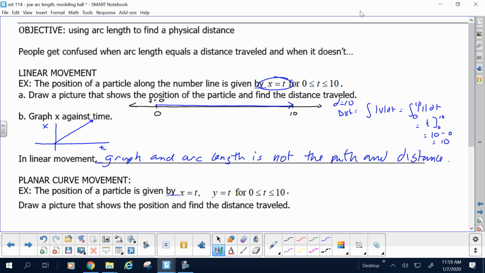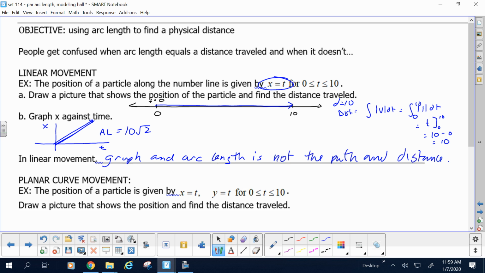Okay. If I found the arc length of this, what's the arc length of this? 10 root 2. It's 10 root 2, and that's definitely not how far it travels. So finding the arc length of the x-t graph is not finding the distance you travel, the path you travel, all right?